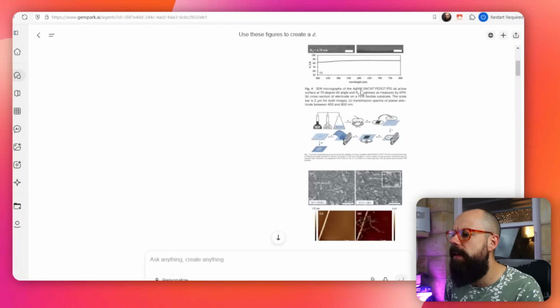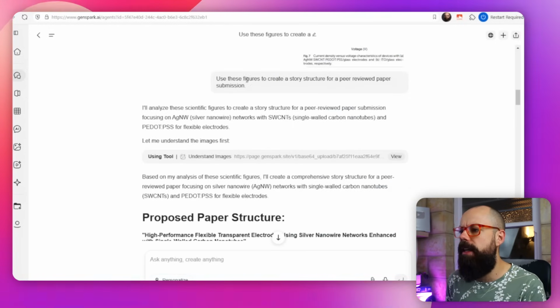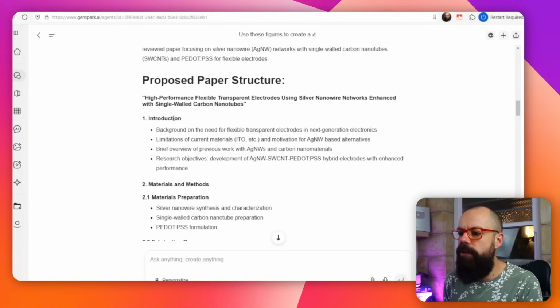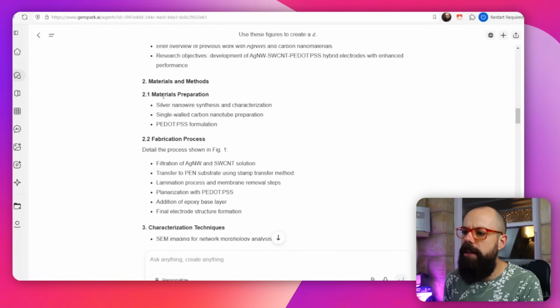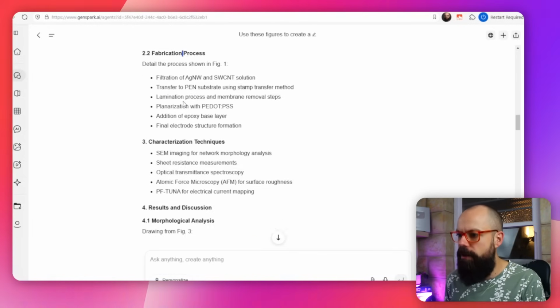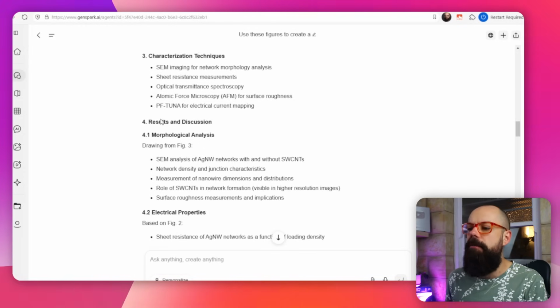Check this out. So I put in 5 figures into GenSpark. This is GenSpark. I put in the figures and I just simply said, use these figures to create a story structure for a peer-reviewed paper submission. And then it understood the images and it gave me this proposed paper structure. We have everything that a typical PhD or research project would produce. And we have an introduction, a materials and methods, and it even knows what materials and methods I use, even though I didn't give it to it. It was just in one of the schematic images. And here we have the fabrication process, characterization techniques, then we have results and discussion.